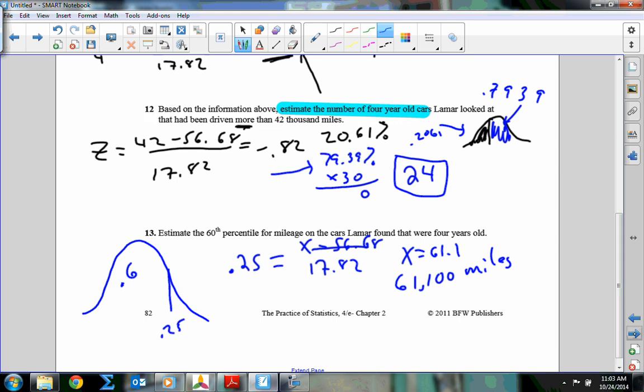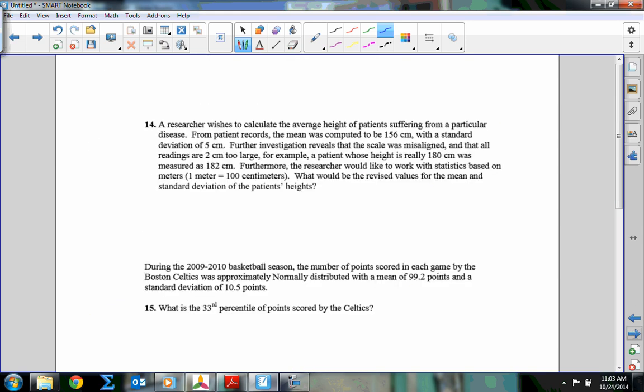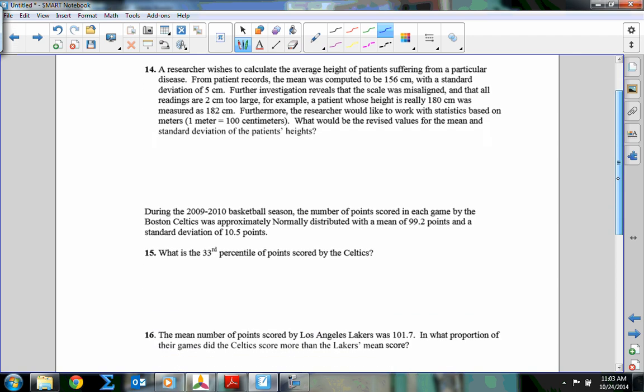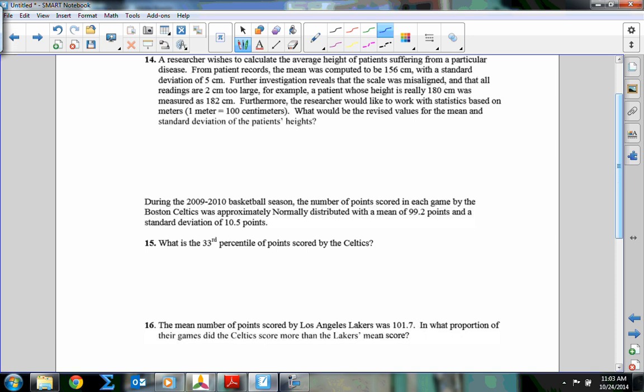All right, let's go to the last page. A researcher wishes to calculate the average height of patients suffering from a particular disease. From patient records, the mean was computed to be 156 with a standard deviation of 5 centimeters. Further investigation reveals the scale was misaligned and that all readings are 2 centimeters too large. For example, a patient whose height is really 180 was measured at 182. Further, the researcher would like to work with statistics based on 1 meter equals 100 centimeters. What would be the revised values for the mean and the standard deviations of the patient's height?